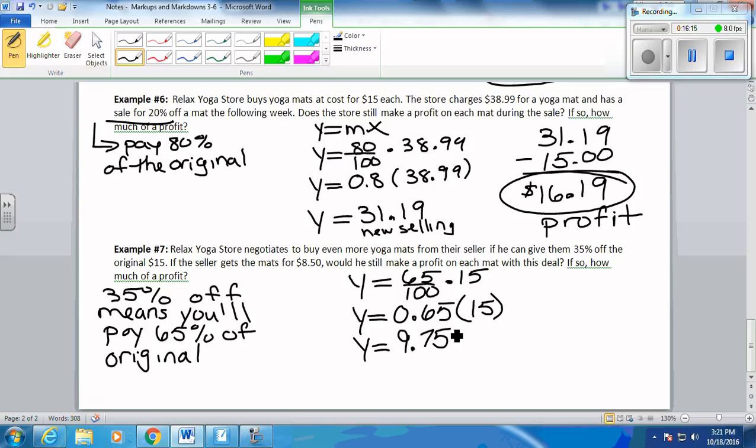So the seller that supplies the mats to the yoga mat store would sell them for $9.75. They've had to pay the $8.50 already. How much profit will they get? $1.25. So it's $1.25 profit for the seller.